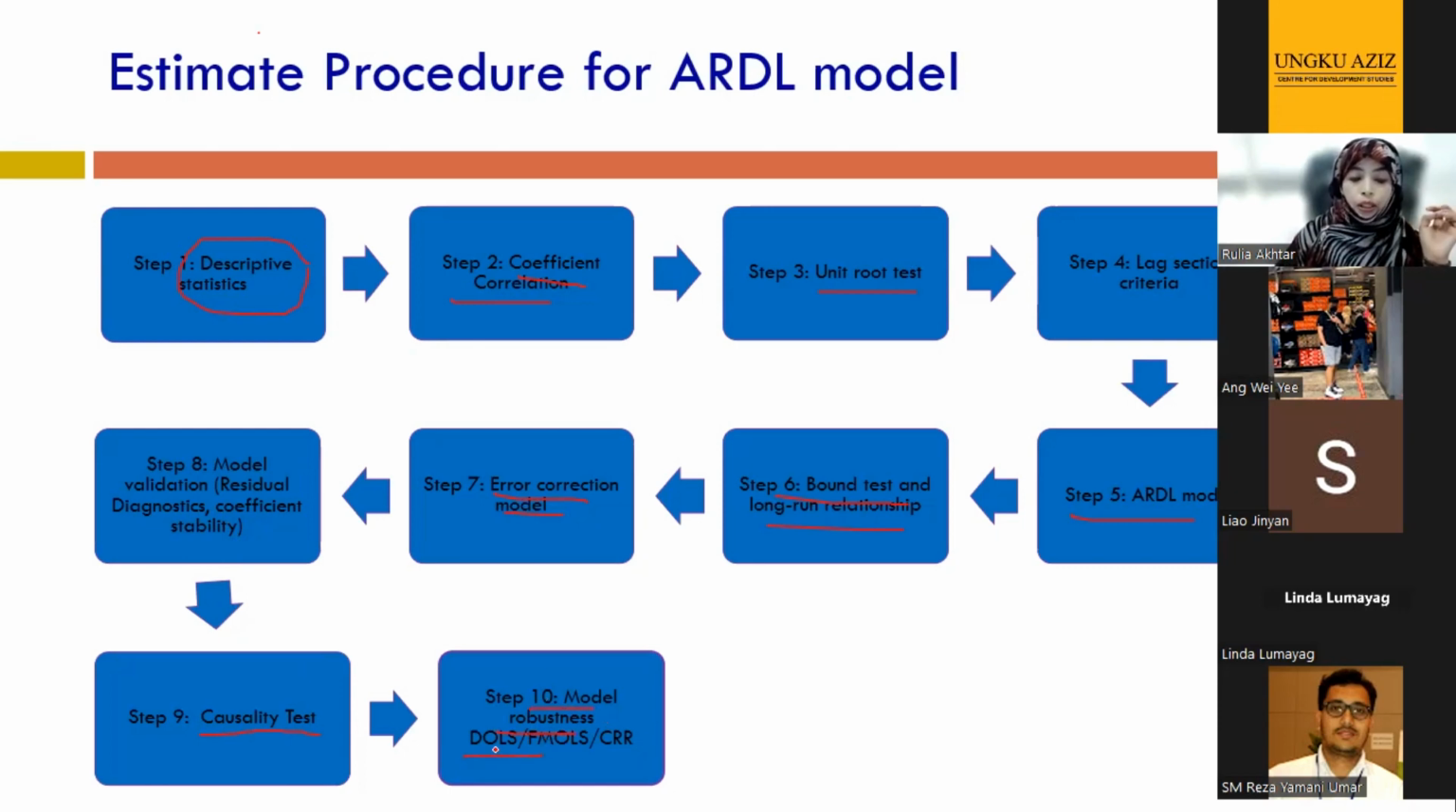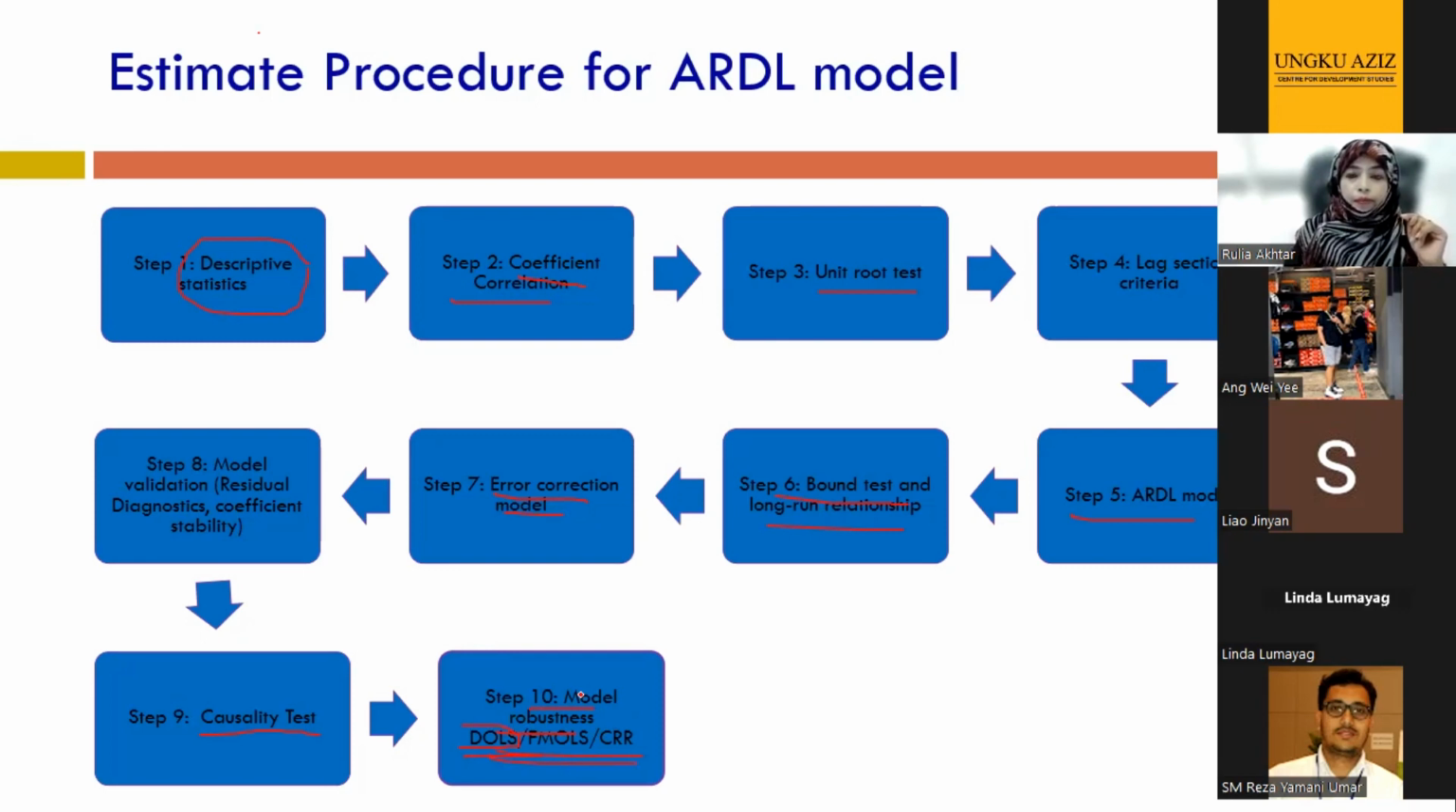Robustness, so we need to check the dynamic ordinary least square, or fully modified least square, or canonical cointegrating regression analysis. So here, if you mention, you can use 1, 2, or 3, or you can use both, or you can use 2. It's up to you. Okay.